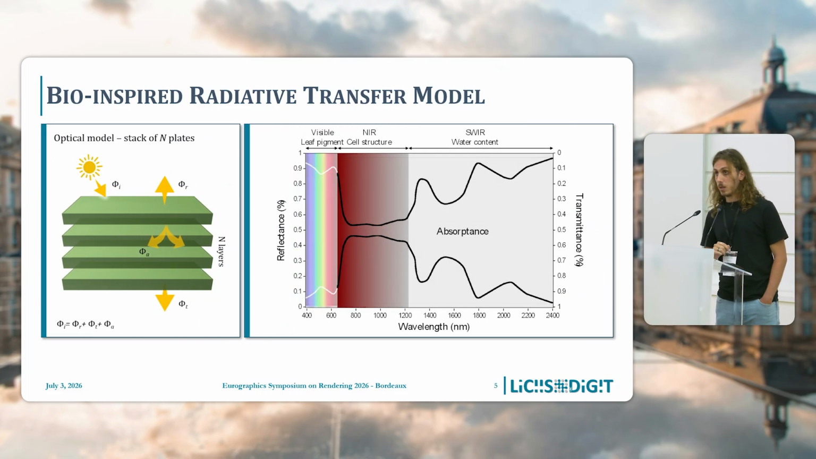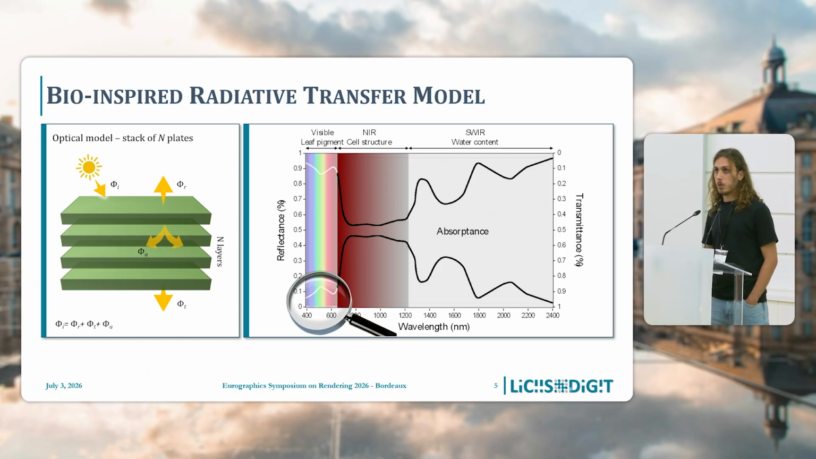With this model, it's easy to extend to spectral dimensions. We can compute all reflectance, transmission, and absorption along the wavelength dimension. In this work, we focus mainly on the visible spectrum, but it's easy to extend to the near-infrared to study, for example, the cell structure in our plants.